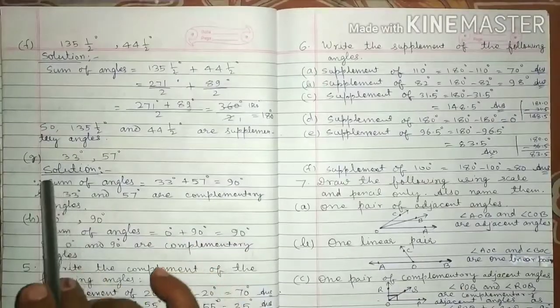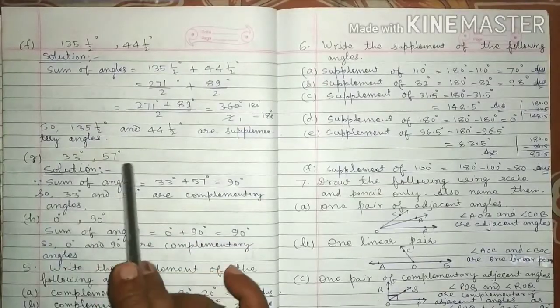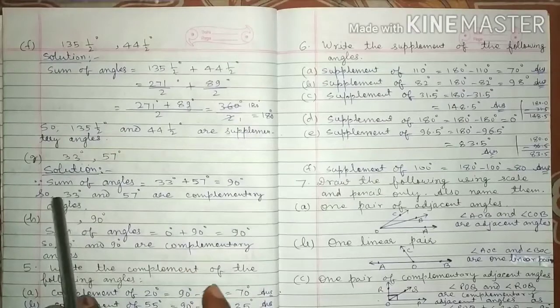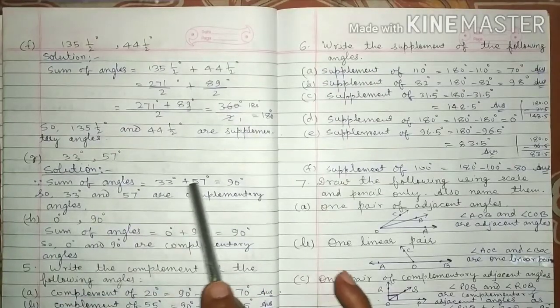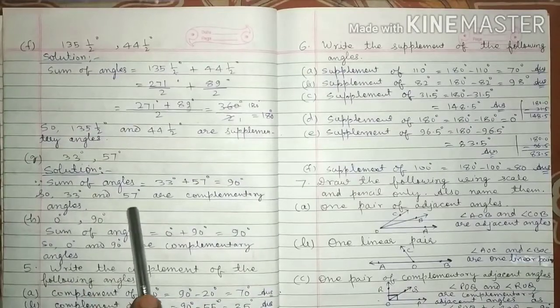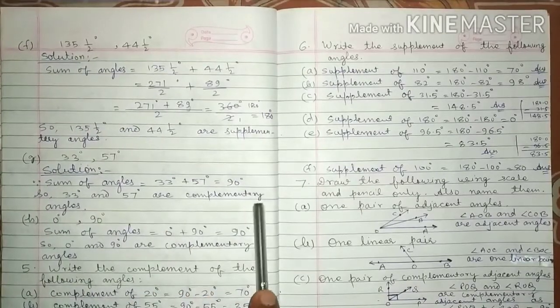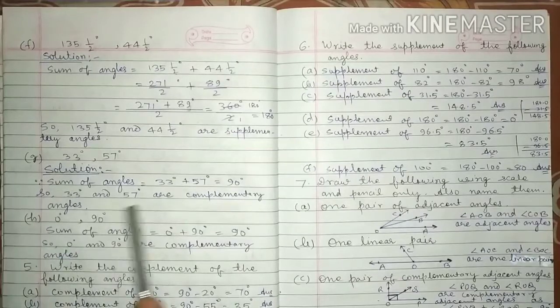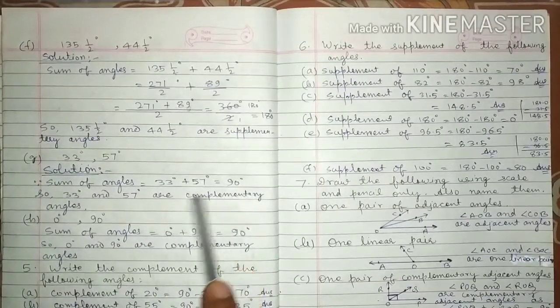Question number G. 33 degrees, 57 degrees. For the solution of this question, we write sum of angles equals 33 degrees plus 57 degrees equals 90 degrees. So 33 degrees and 57 degrees are complementary angles because the sum is 90 degrees.